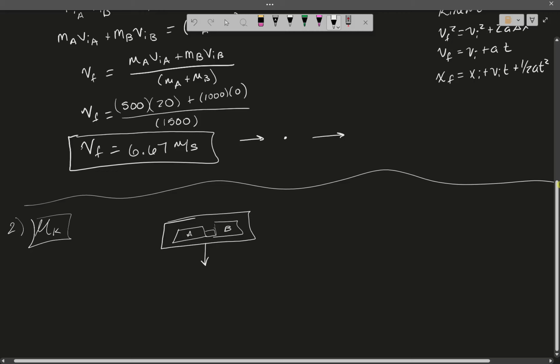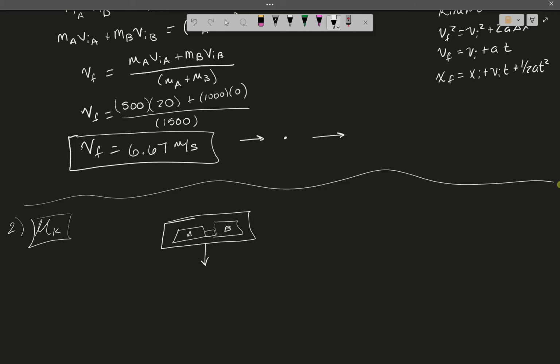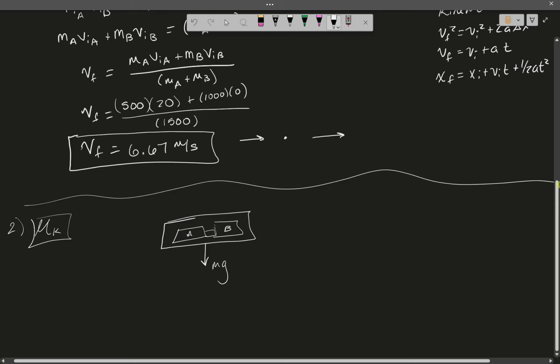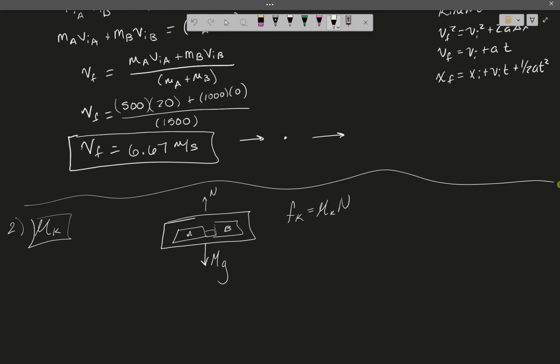So I will have mg down, normal force up. I'm going to make this a capital M because this has to be the combined mass of the two. Because my equation for friction only considers the normal force, I'm only going to draw the y direction on here.